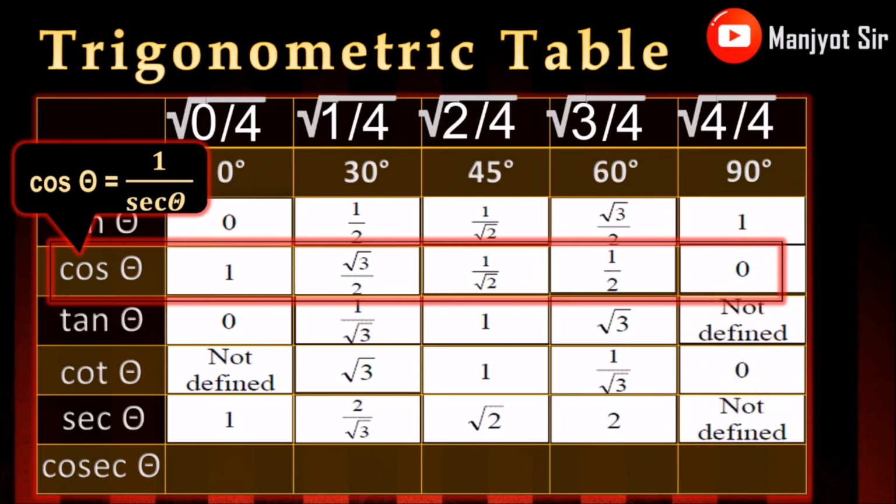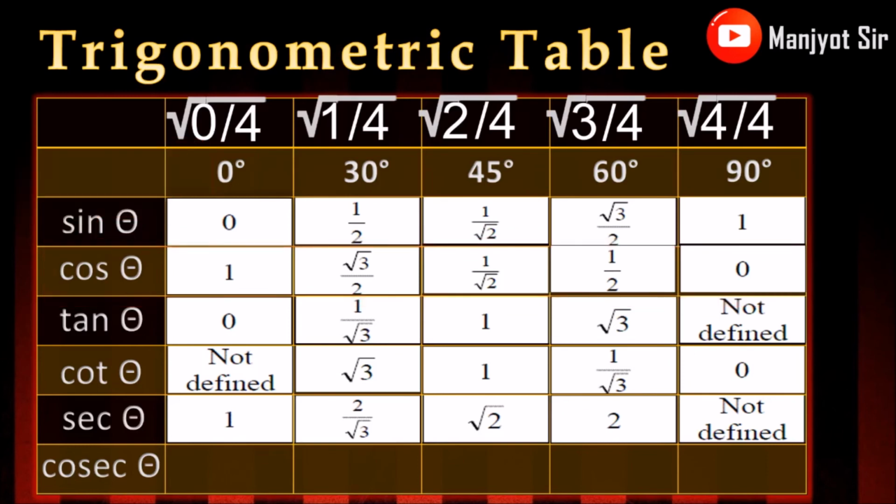I guess everyone is clear till here how we got 5 values for sec. What we did, we took all values of cos and took the reciprocal of all those values and we got all 5 values for sec. Now for the last one, cosec, we'll again twist all values of sec. Whatever is last in sec becomes first for cosec.